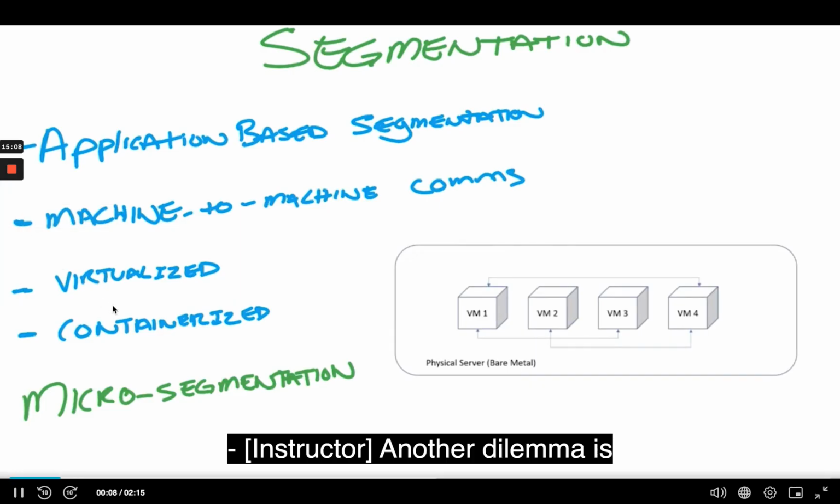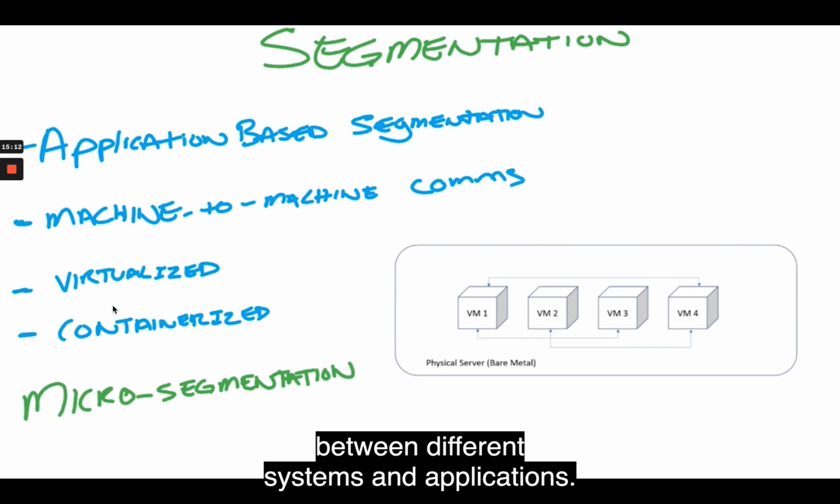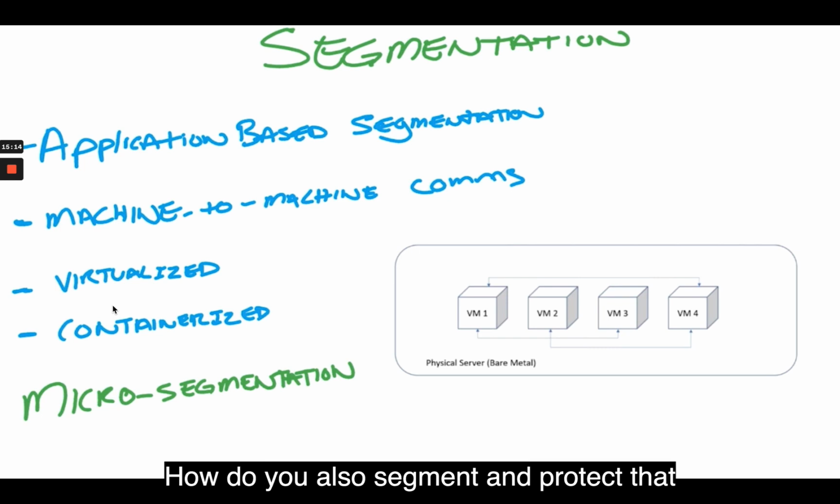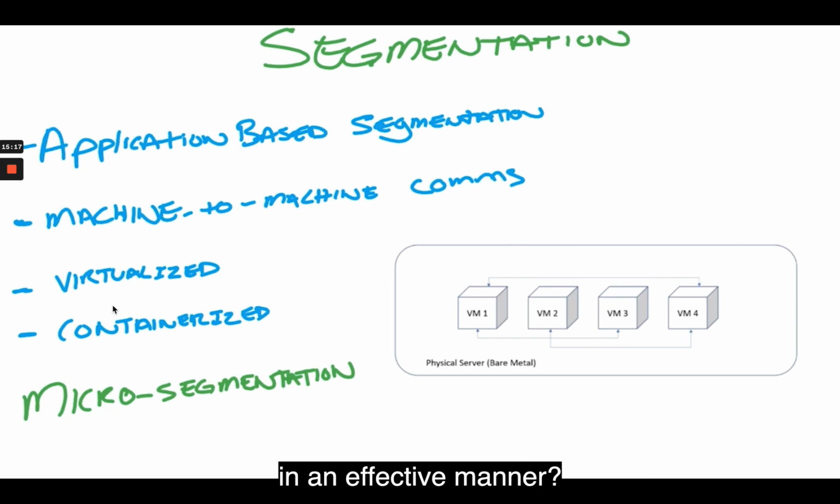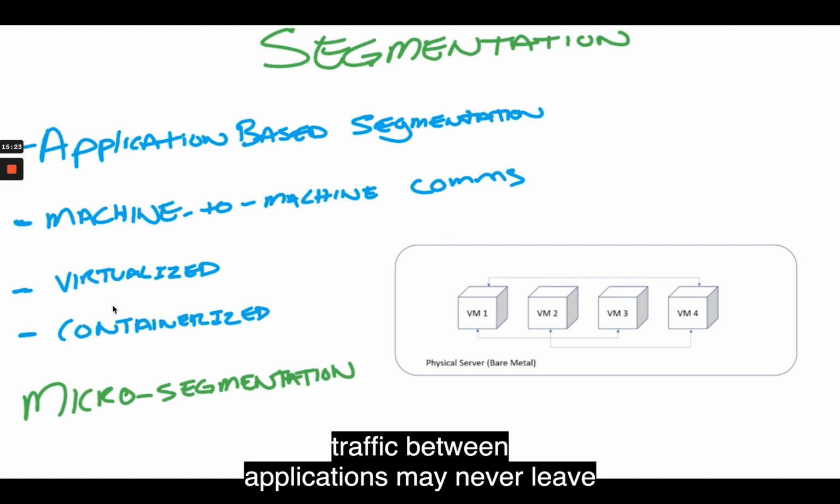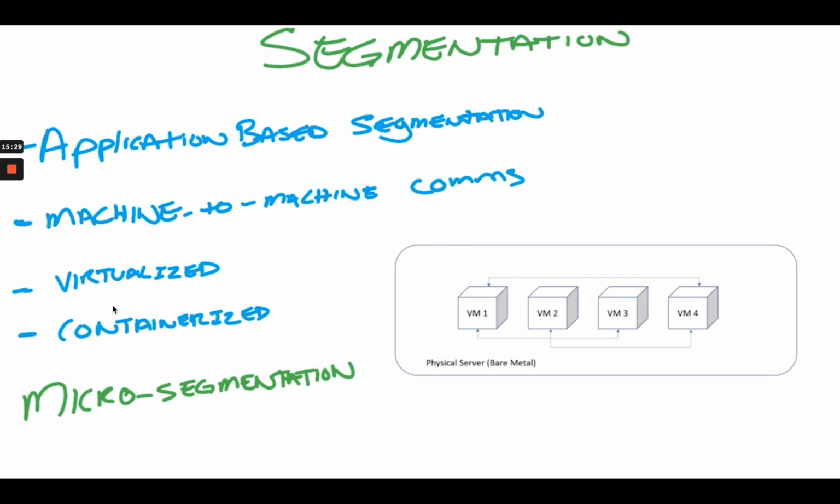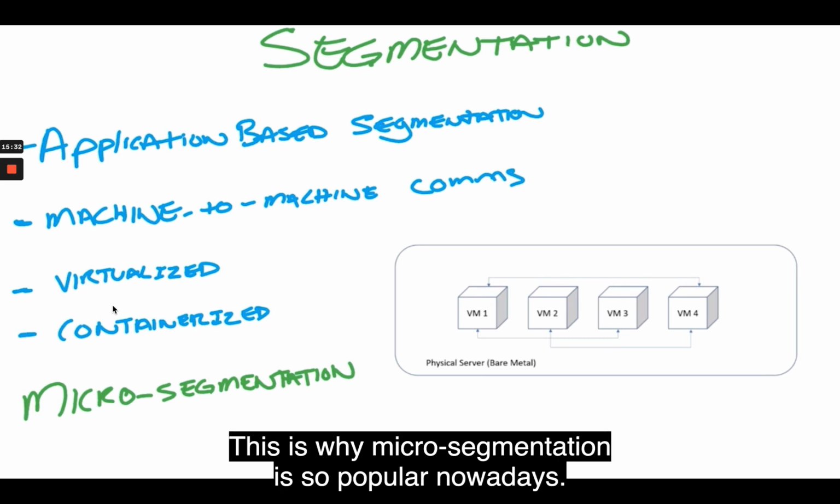Another dilemma is the machine-to-machine communication between different systems and applications. How do you also segment and protect that in an effective manner? In today's virtualized and containerized environments, traffic between applications may never leave a physical device or server. This is illustrated in the diagram below. This is why microsegmentation is so popular nowadays.